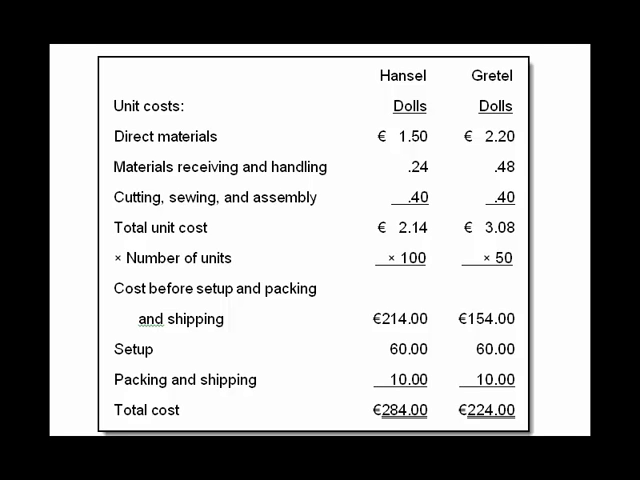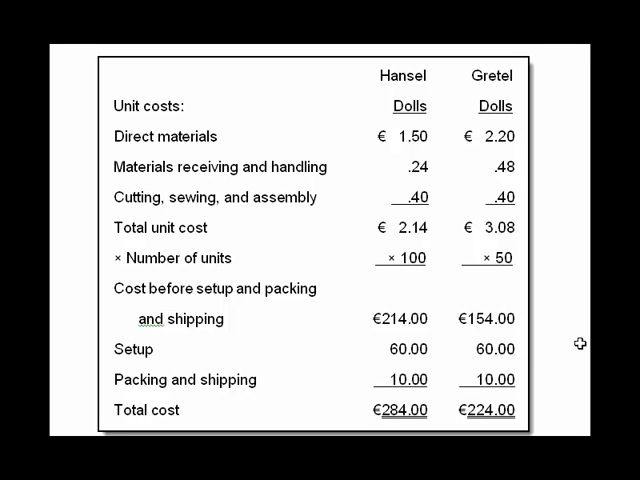Now I've slid down so you can see the answer to number 2. A lot of this is based on the work we already did in number 1. We already knew the direct material costs, right? 1.5 euros and 2.20 euros for the Hansel and Gretel dolls. Then we have the material receiving and handling. We covered that in part 1. Cutting, sewing, and assembly was covered in part 1 as well. So we come up with a total unit cost times the number of units, and we come up with cost before setup, packing, and shipping of 214 euros for the Hansel doll and 154 euros for the Gretel doll.